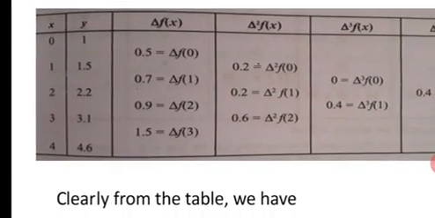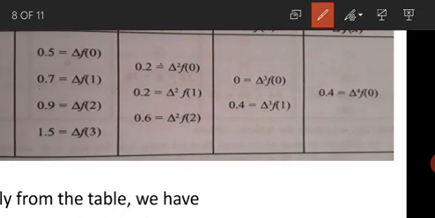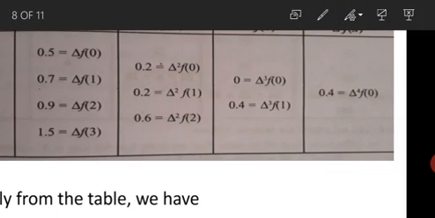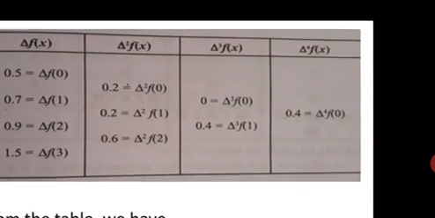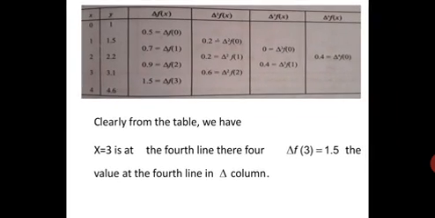Here delta to the power of 4 is also there. If you take the difference of these two, that is 0.4 minus 0, it is 0.4. So we are going to get delta to the power 4 of y0. Right? So now we have constructed the forward difference table.